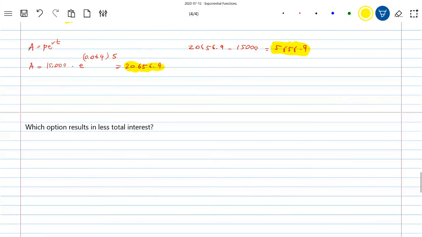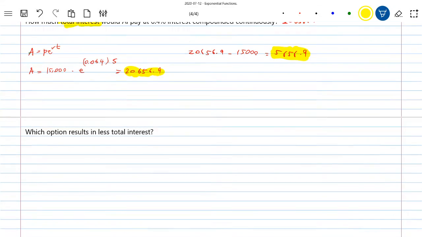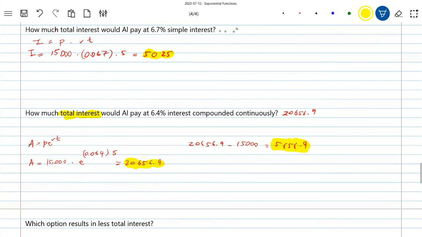The last question is which option results in less total interest? That would be the best case for you. So in this case, you compare the interests. Definitely in this case, it's obvious that 5,025 is much better than 5,656. And you'll see that even though this has a higher rate of interest, since it's simple interest and they do not add up to each other, the interest that you're paying at the end is lower. So do not just see the numbers and always say 6.4 is better. You have to calculate and figure out which way is the best.